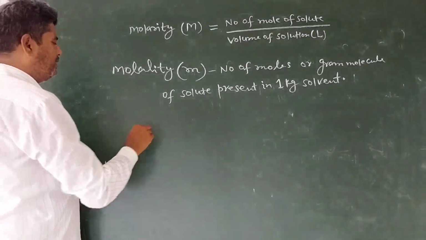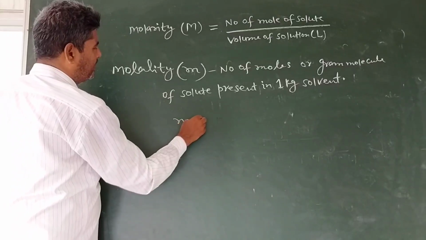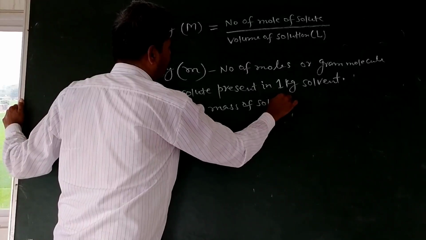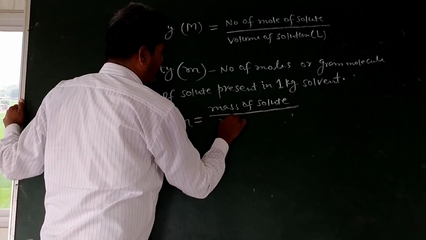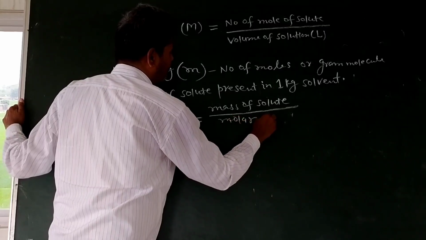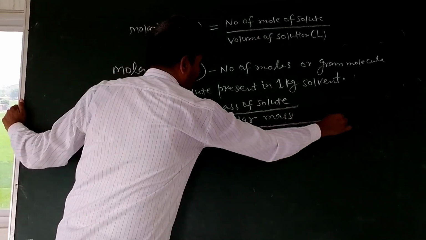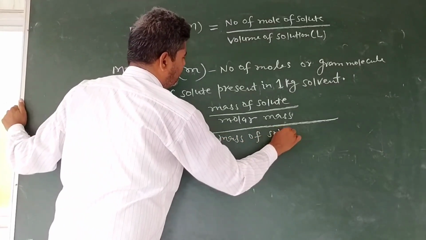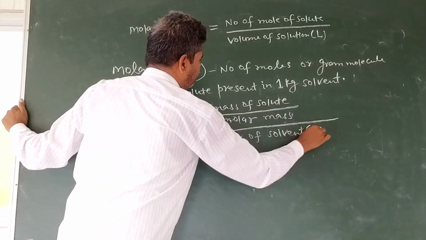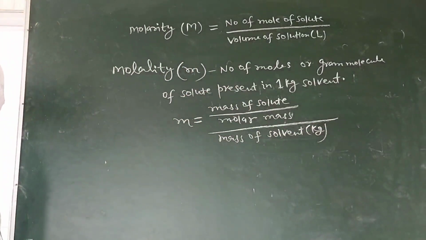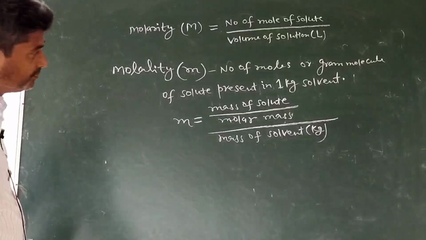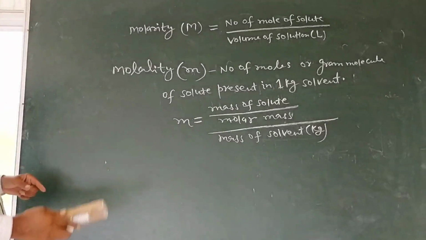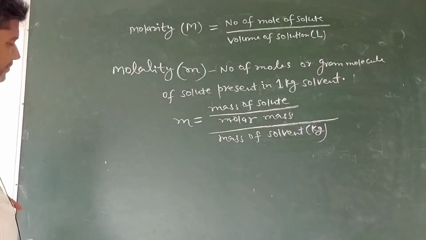Now the formula for molality, small m is equal to mass of solute upon molar mass, whole upon mass of solvent in kg. Next, normality.